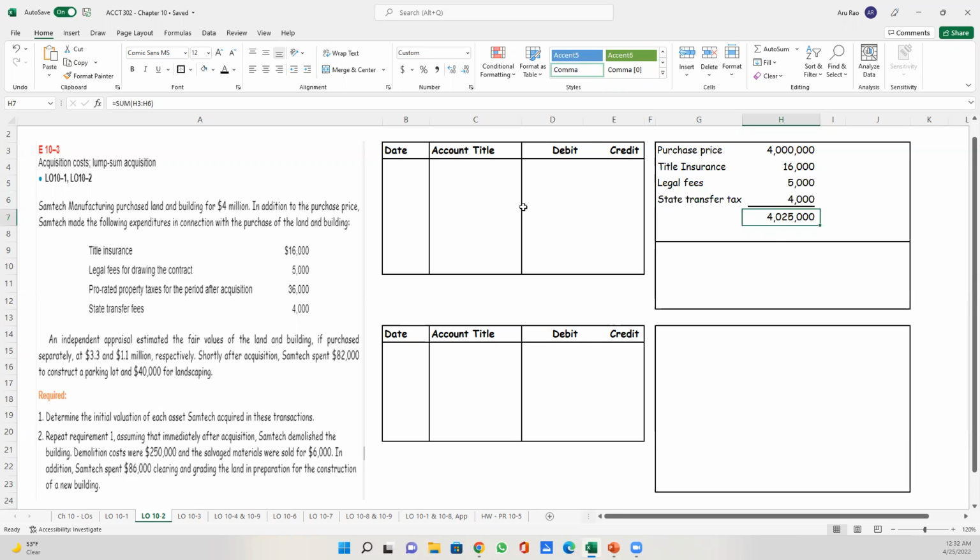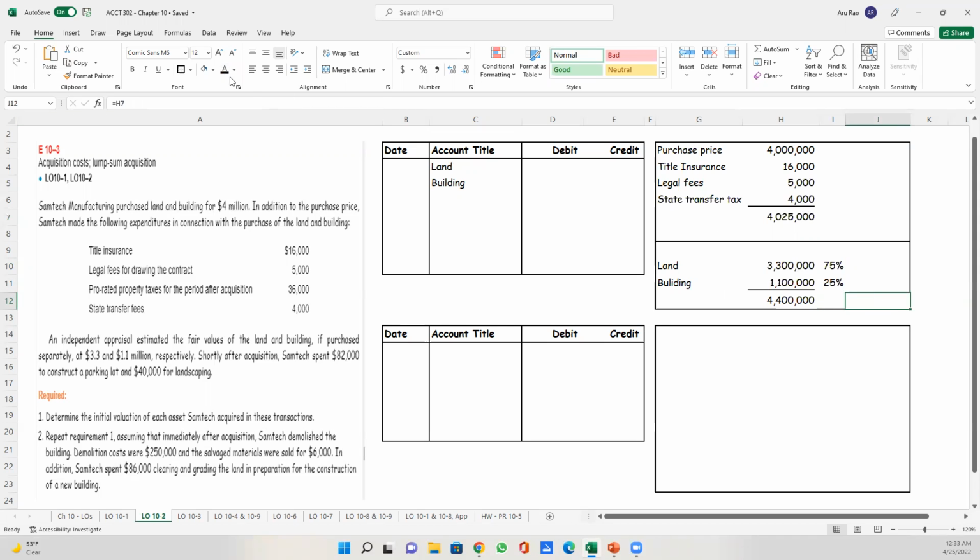Now we need to allocate this to land and building. We have two assets, land and building. Okay, so let's see how we're going to do that allocation. If I had purchased the land and the building separately, the appraised value is 3.3 and 1.1 million for a total of 4.4 million. So here's what I will do. 3.3 divided by 4.4 is 75%. 1.1 divided by 4.4 is 25% for a total of the 100%.